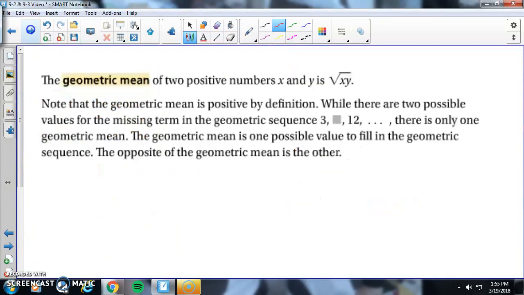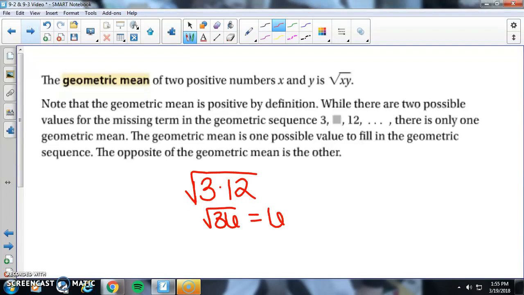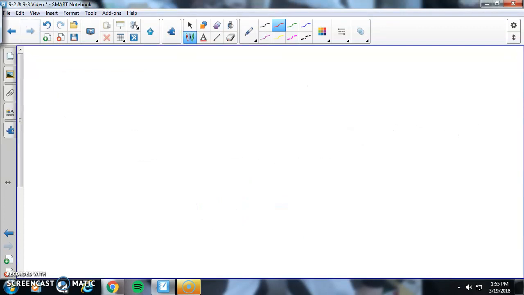The geometric mean between the numbers x and y is the square root of x times y. So if we had 3, blank, 12, in order to take the geometric mean, we would do the square root of 3 times 12. 3 times 12 is 36. The square root of 36 would be 6. Therefore, your middle term would be 6. That's all for today.